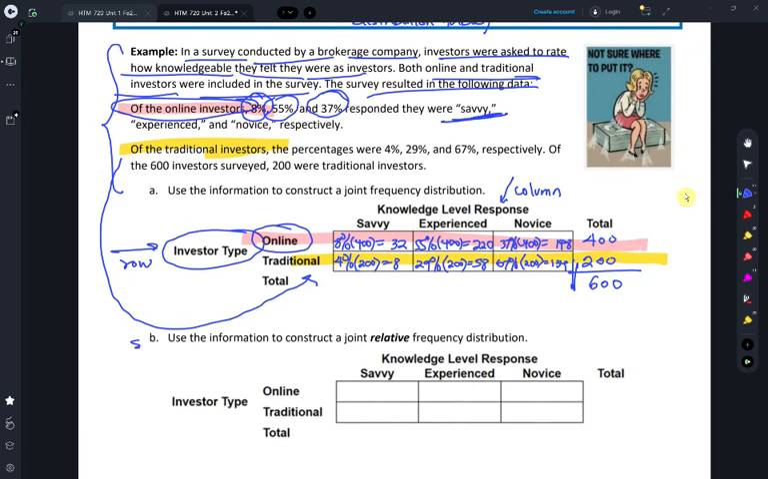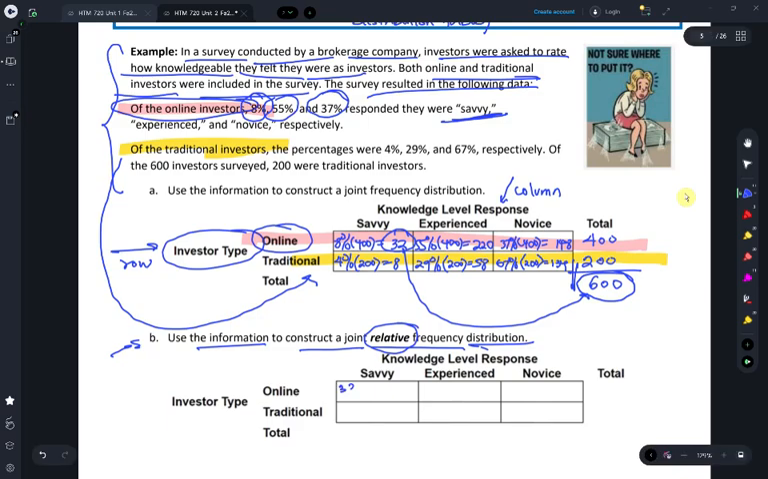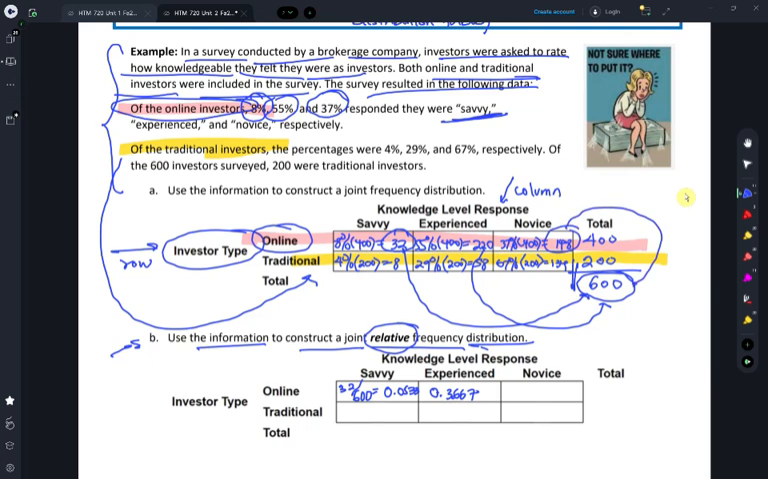We are to next use this information to construct a joint relative frequency distribution table. To do that, the word relative indicates that we're going to look at each count in each cell relative to the total count. So that means the number here will be 32 out of what? 600. We're interested in the weight. That will be about 0.0533. Next is 220 out of 600. That is 0.3667. The next is 148 out of 600.